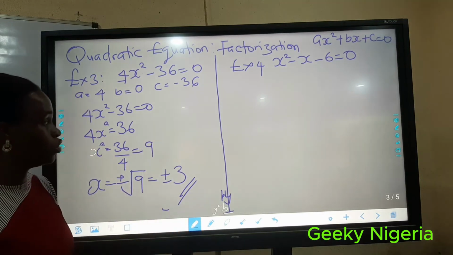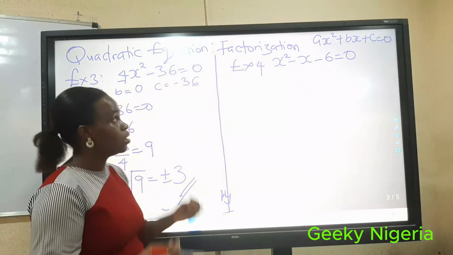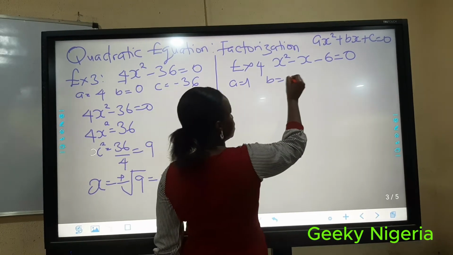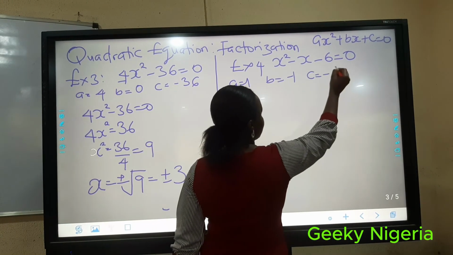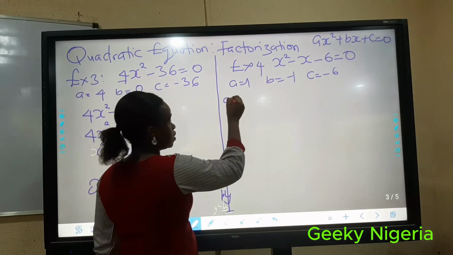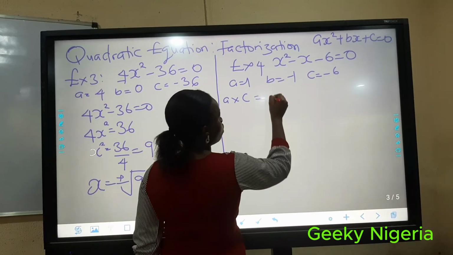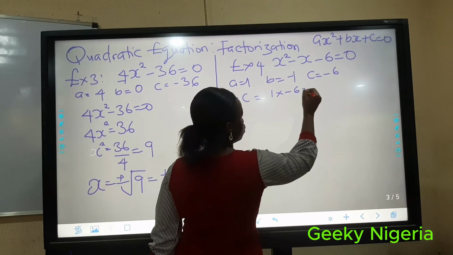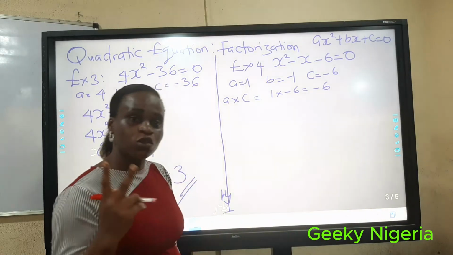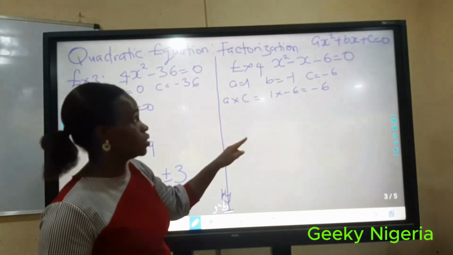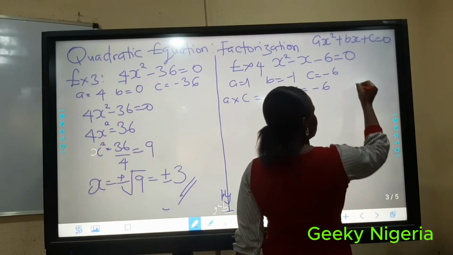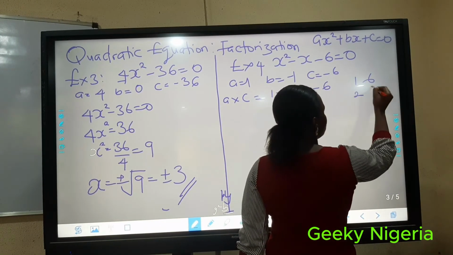Now to the next question. It's still following the same rules. Multiply. Here we have a to the 1, b to the minus 1, c to the minus 6. So multiplying a by c gives us what? 1 times minus 6 is equal to minus 6. So what are the two factors of minus 6 that, when added, give us minus 1, which is our b? So what are the factors of minus 6? 1 and 6, and 2 and 3.